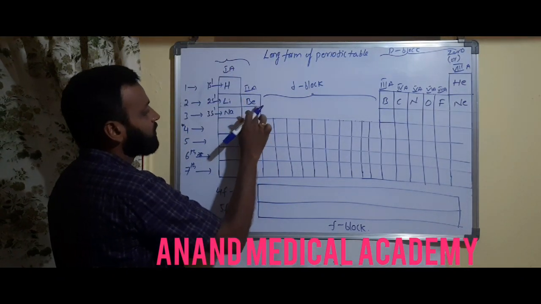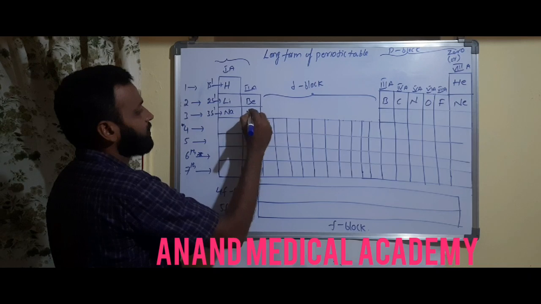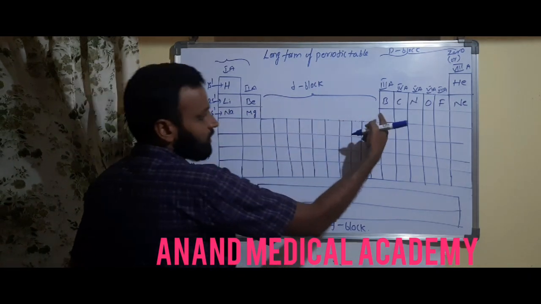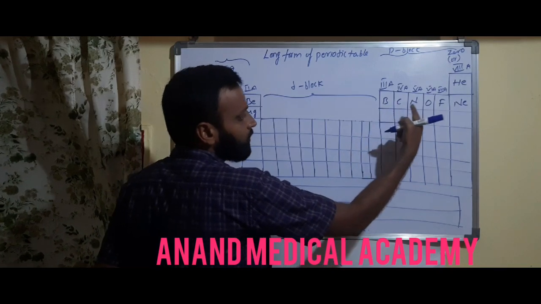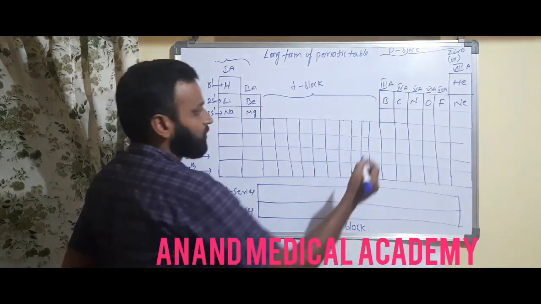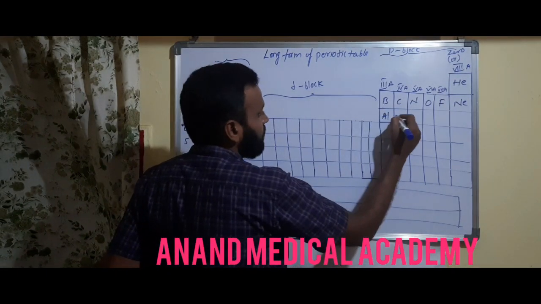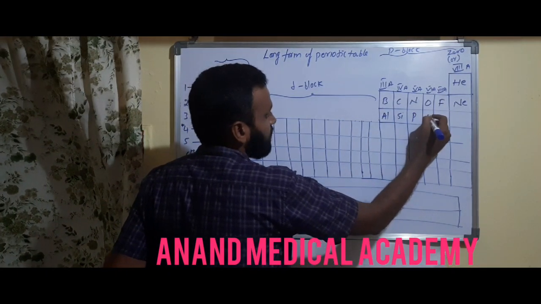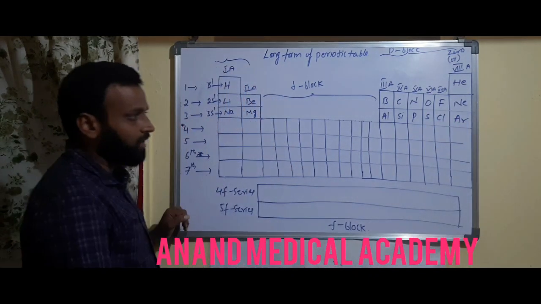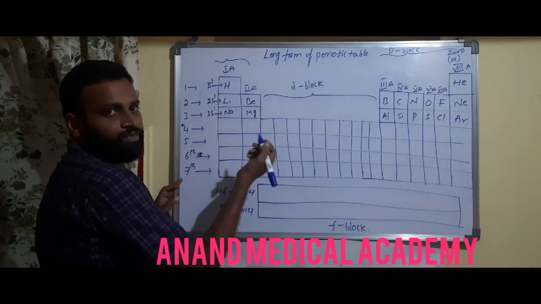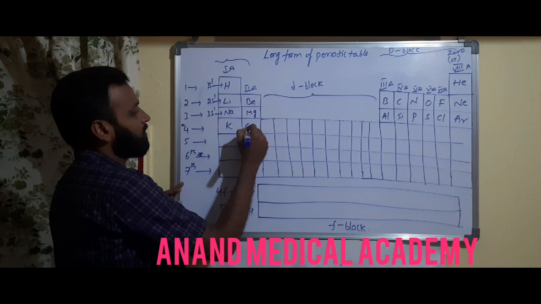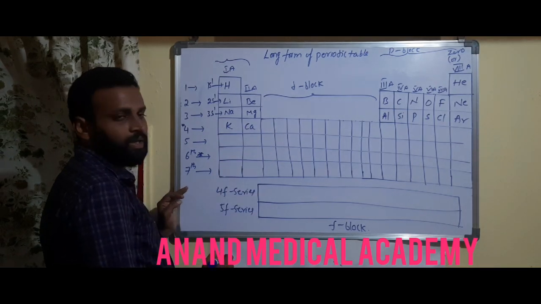So here 3s2 means who? After sodium, magnesium here. Magnesium is 3s2. So 3s2, 3p1 here, then 3p1, 3p2, 3p3, 3p4, 3p5, 3p6. So after magnesium come aluminium, silicon, phosphorus, sulfur, chlorine, argon. After argon, again come here, atomic number 19, that is potassium, then calcium. Got it?